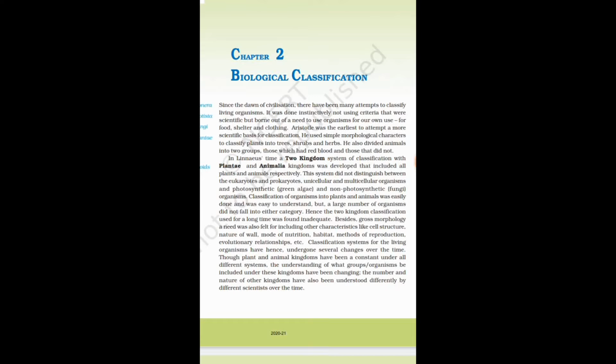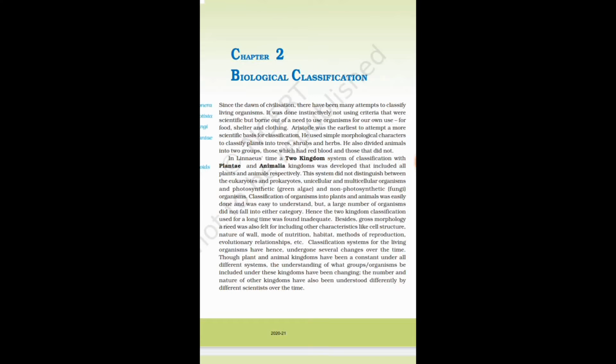Classification of organisms into plants and animals was easily done and easy to understand, but a large number of organisms did not fall into either category. Hence, the two-kingdom classification used for a long time was found inadequate. Besides gross morphology, a need was also felt for including other characteristics like cell structure, nature of wall, mode of nutrition, habitat, method of reproduction, evolutionary relationship, etc.